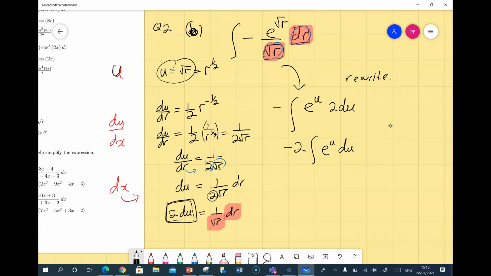Okay, now we're ready to integrate. So we look up the integral of e to the power of x, or e to the power of u in this case, and you get back e to the power of u. Now we're ready to bring back in our u. So u is the square root of r. So I have minus 2 times e to the square root of r. And multiplying in, that's minus 2 times e to the square root of r, because we're at the end, plus c.